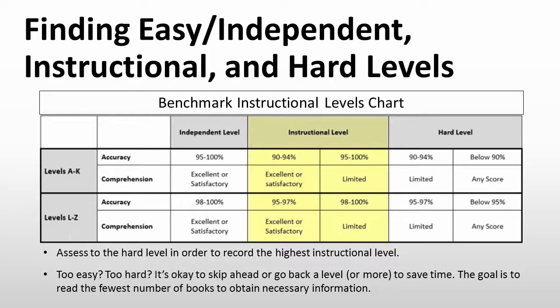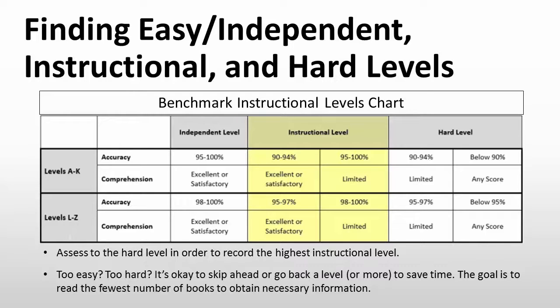In System 1, levels A through K, when fluency is 90 to 94% and a comprehension score of excellent or satisfactory has been attained, the teacher would continue benchmarking the student. When the fluency level reaches 95 to 100%, but the comprehension is limited, the teacher must continue benchmarking until the hard level, where the fluency rate is between 90 and 94% with a limited comprehension. At this point, benchmarking can cease.